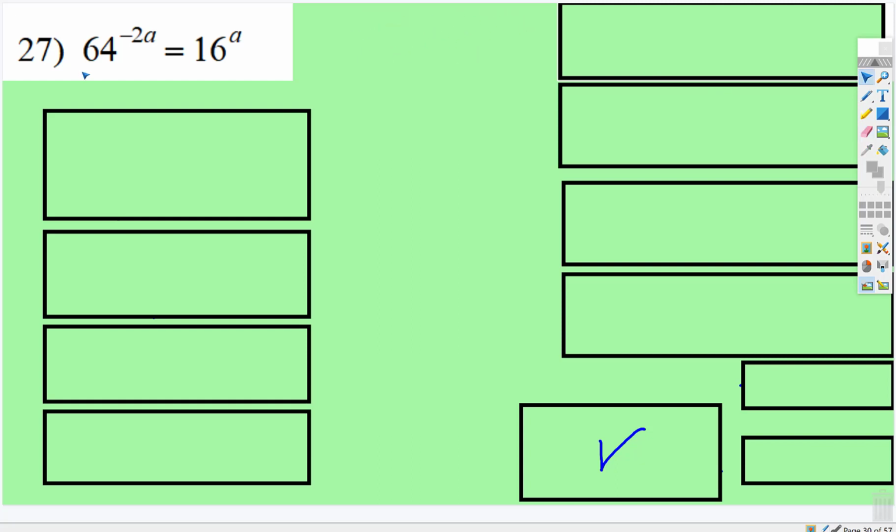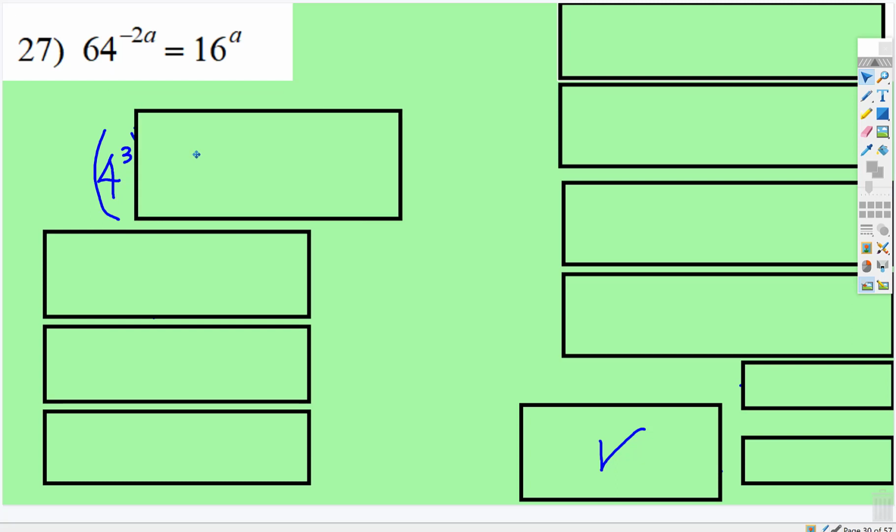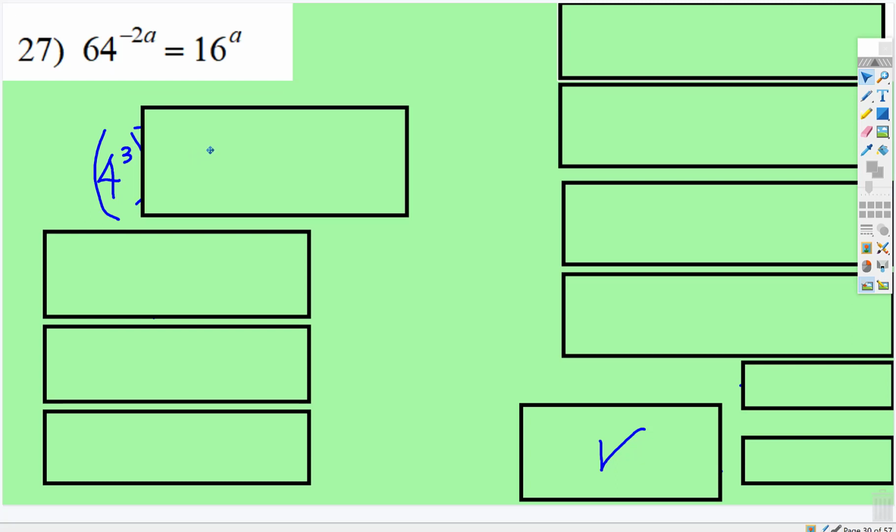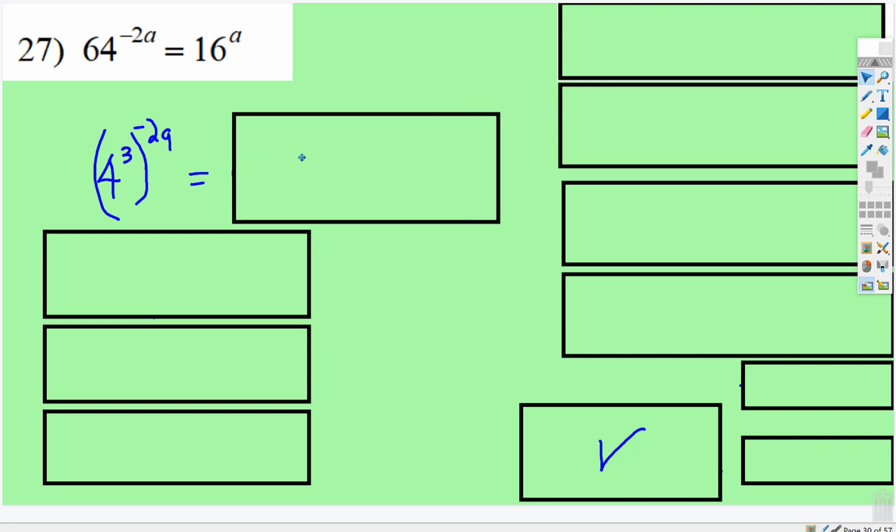Well, 64 and 16 are both powers of 4. 64 is 4 cubed, so we're going to write 64 as 4 cubed, and then that's to the negative 2a power. 16 is 4 squared, and that's to the a power.